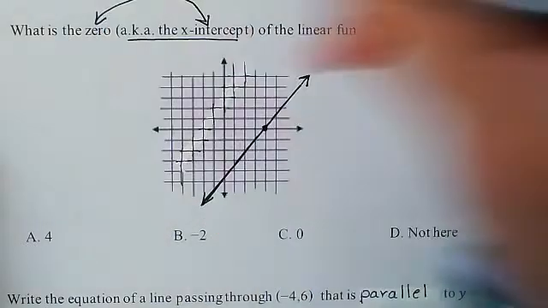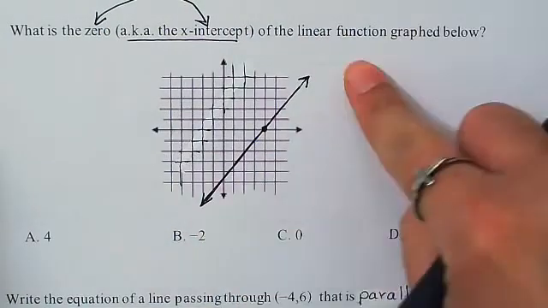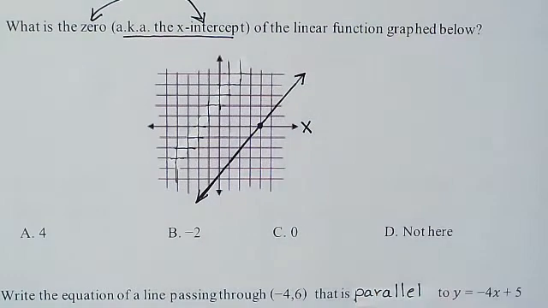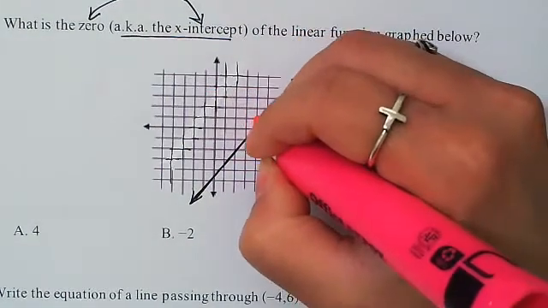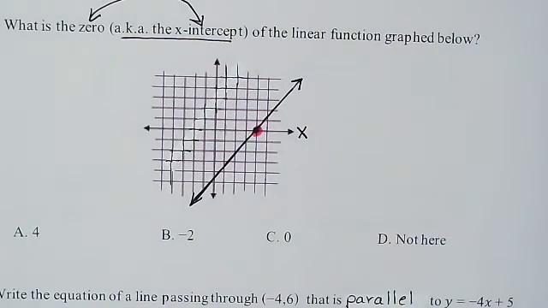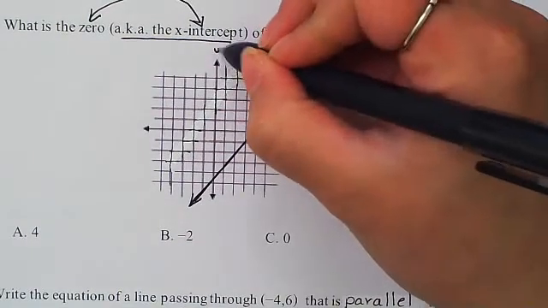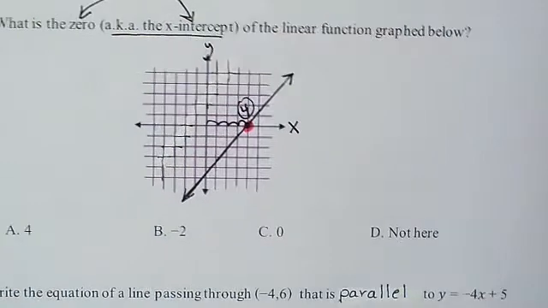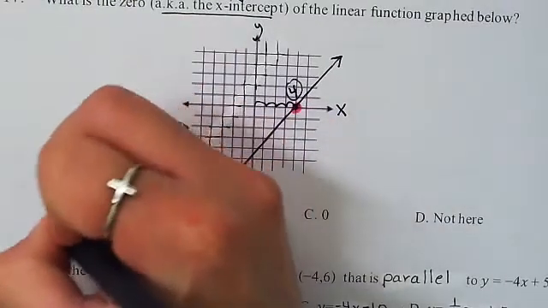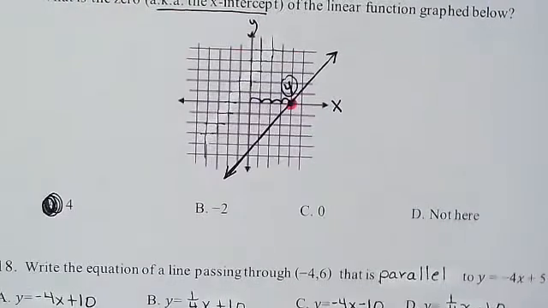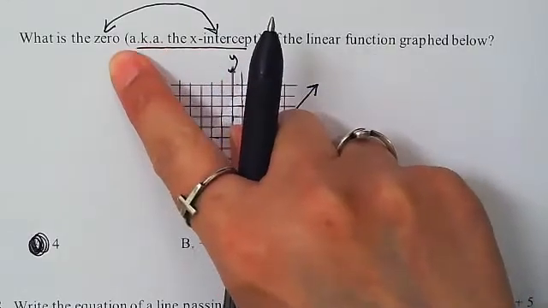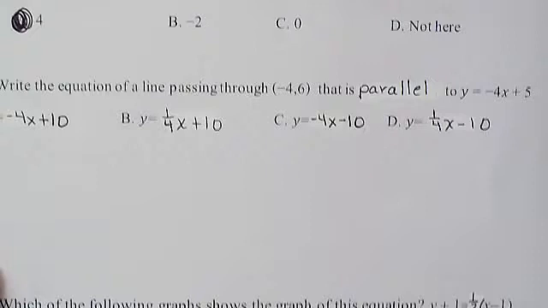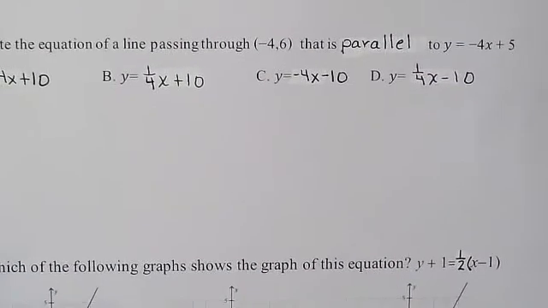What is the 0? AKA the x-intercept. So 0 is just another fancy way of saying an x-intercept. So if you're given a graph, we know this is the x-axis. So all we're looking for is where is it crossing the x-axis? Well, it is crossing it there. And if I count, remember this is my y-axis, if I count 1, 2, 3, oh, it's crossing it at 4. So my answer is A. Super easy. It's just remembering that 0 means x-intercept, okay?